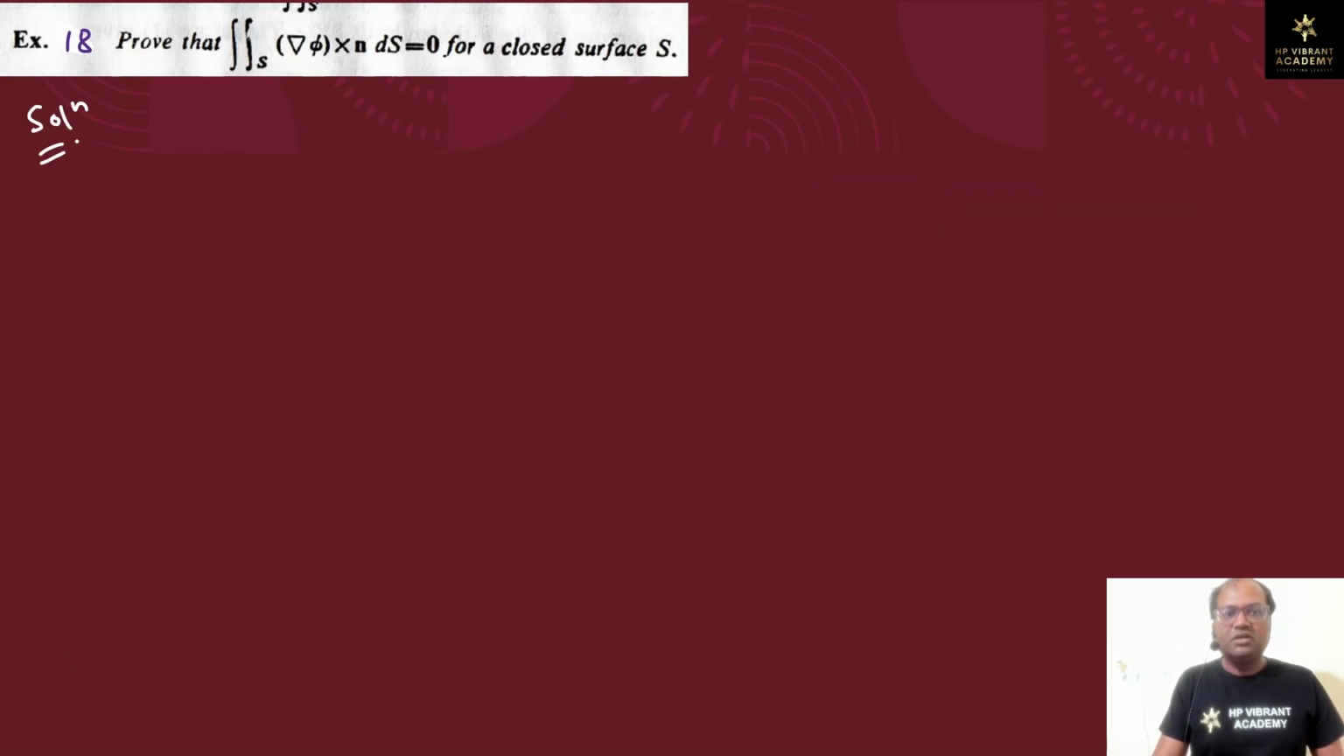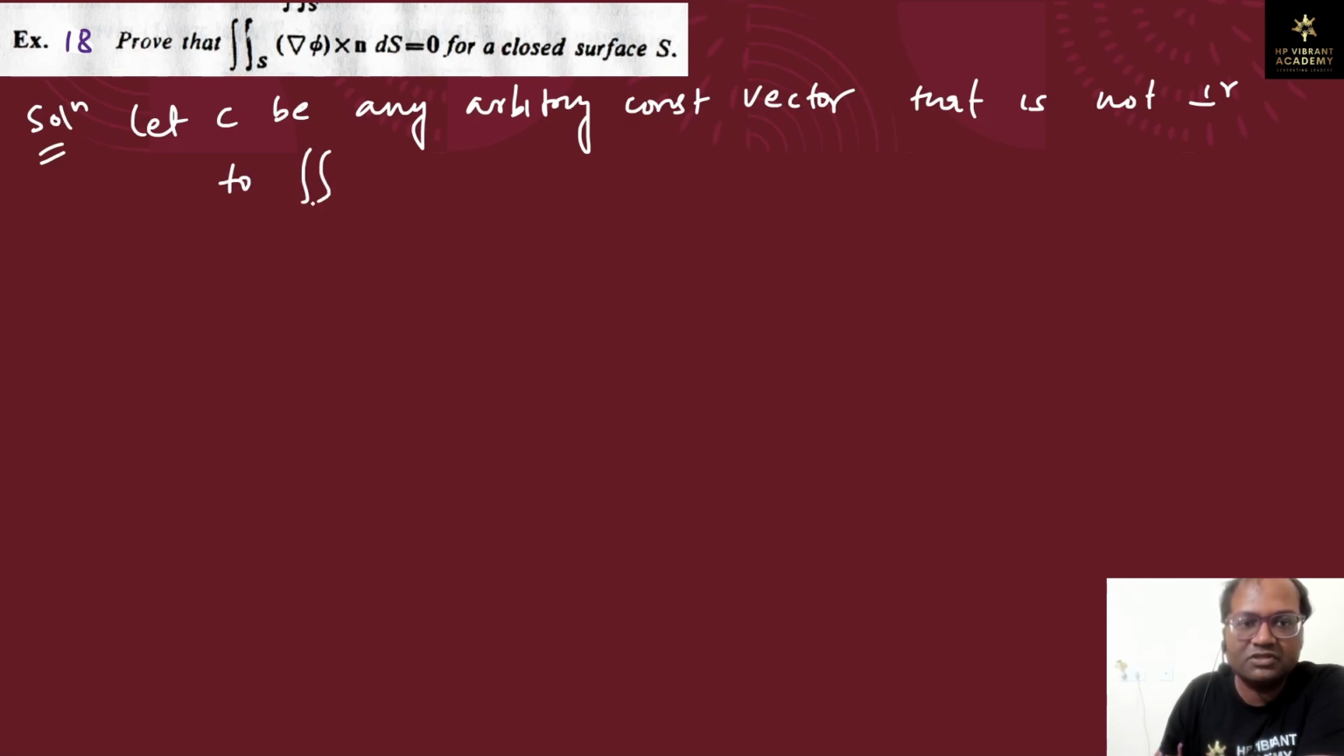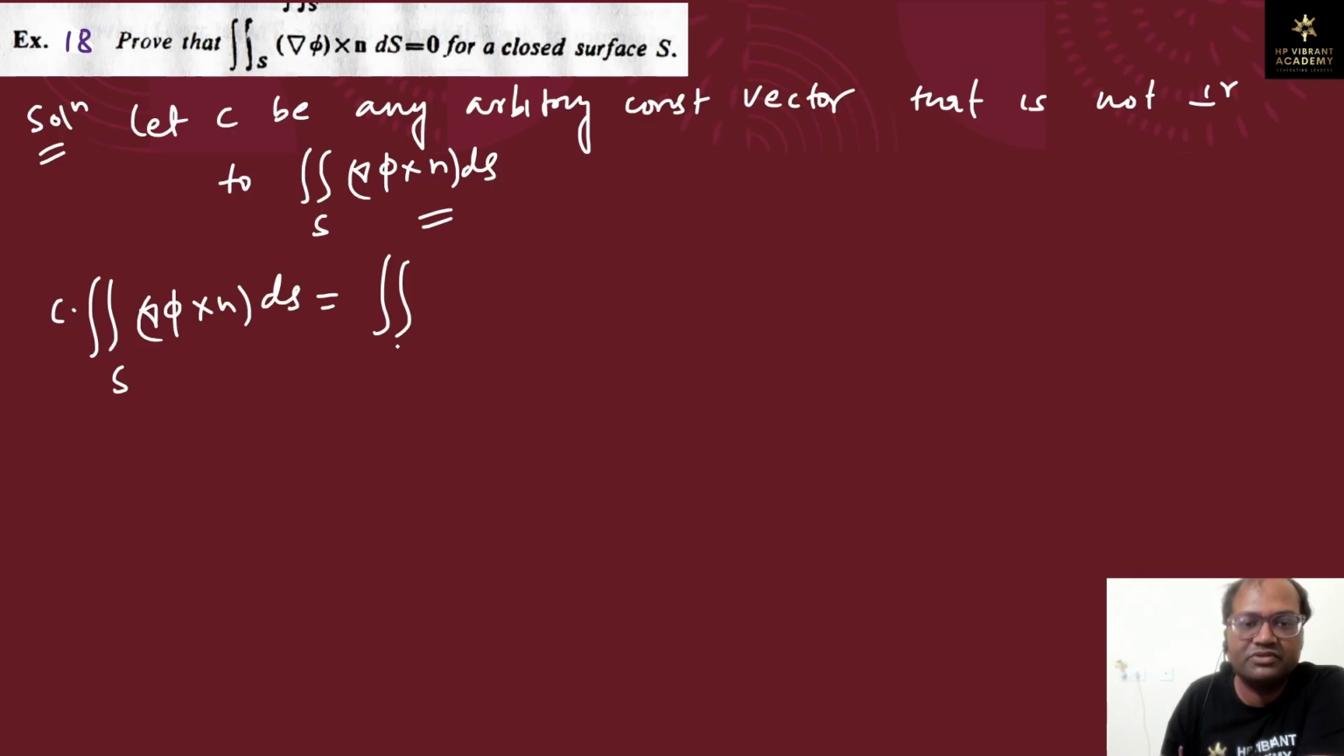How can we solve this? Prove that the surface integral of del phi cross N dS is 0 for any closed surface. So let us write this as: let C be any arbitrary constant vector that is not perpendicular to the surface integral of del phi cross N dS. Let us write down the expression C dot the surface integral of del phi cross N dS. So this is nothing but the surface integral of C dot del phi cross N dS.